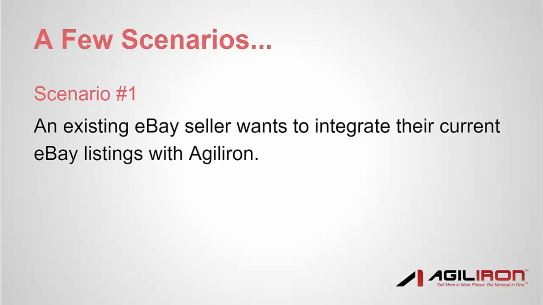In these situations, the eBay seller had previously placed those listings themselves before Agiliron even came into the picture. But now, those pre-existing listings need to be integrated with Agiliron. But because those listings weren't placed on eBay by Agiliron itself, Agiliron knows nothing about them. So in order to integrate those pre-existing listings with Agiliron, we must now explicitly tell the Agiliron product master what the eBay item identification numbers are for the products in the pre-existing listings.